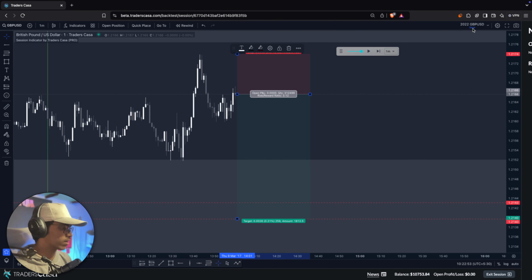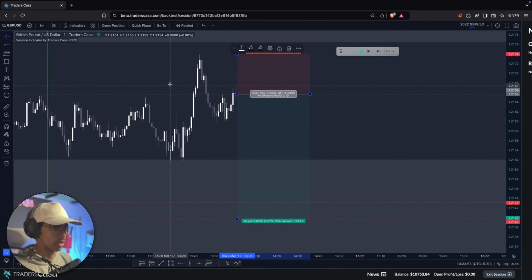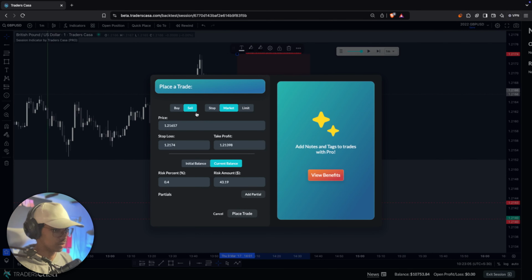Why am I not able to click this? Damn it, yaar. Again, not. I don't want to miss any entry. Okay, fine. It's not able to take any trade. Open position. I want to sell. I'm going to do market. Current balance, not 2.5. I'm going to do 0.25.